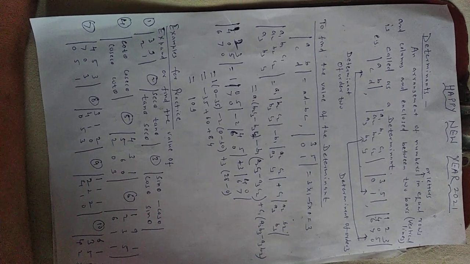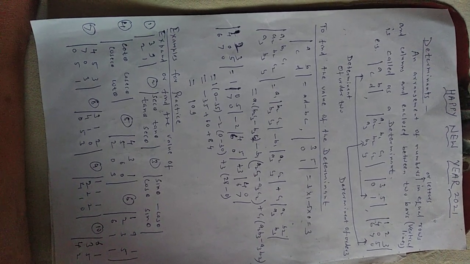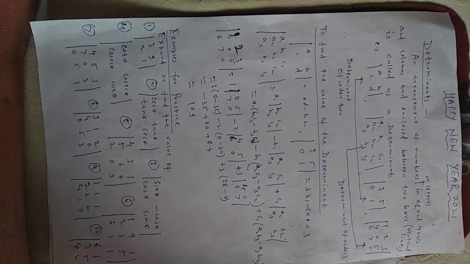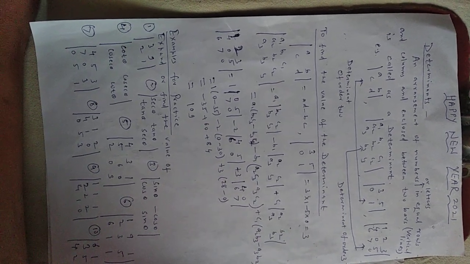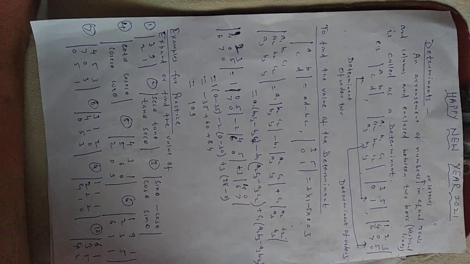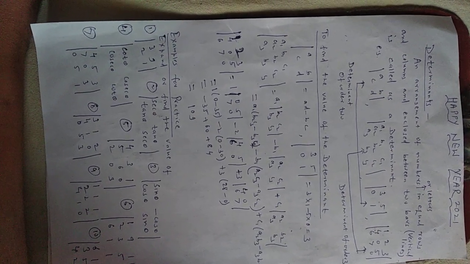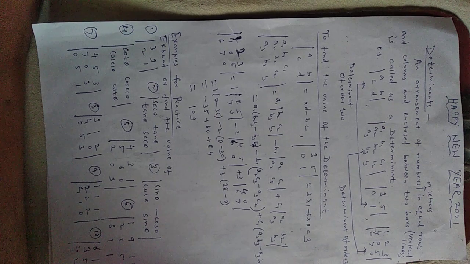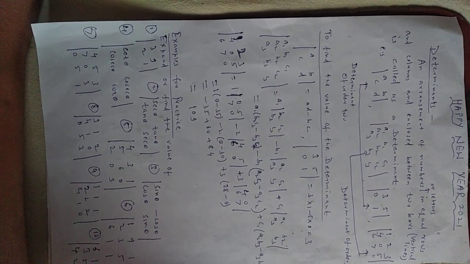A1 into B2 C3 minus B3 C2, minus B1 into A2 C3 minus A3 C2, plus C1 into A2 B3 minus A3 B2. So we will take the figures instead of A1 B1 C1 A2 B2 C2 A3 B3 C3. We will take the figures 1 2 3 4 0 5 6 7 0. So the answer comes out to be 109.